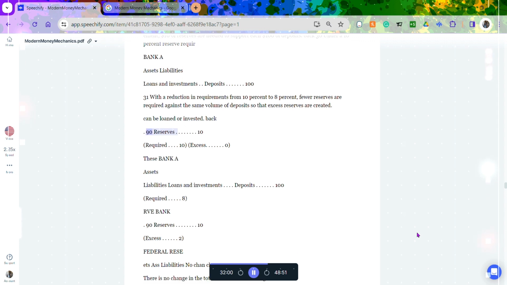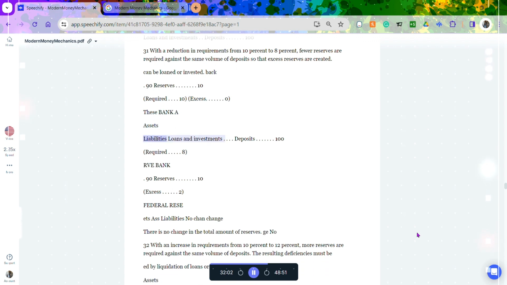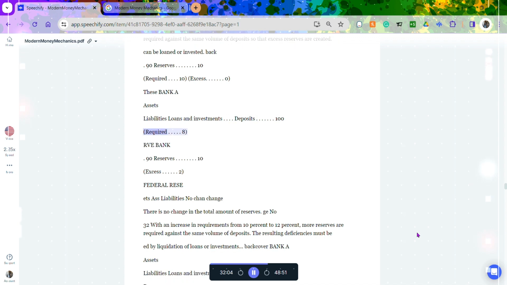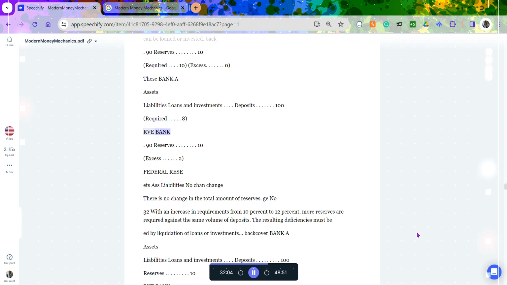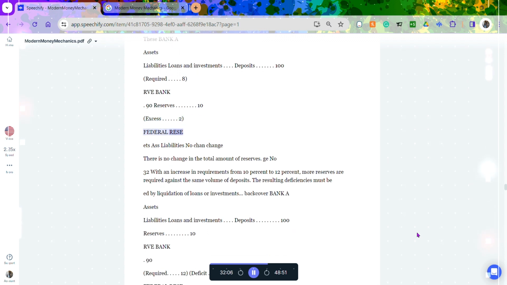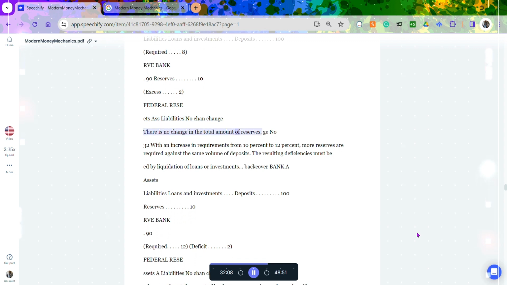Bank A. Assets: reserves 10, required 10, excess 0. Liabilities: loans and investments, deposits 100. After the change: required 8, reserves 10, excess 2. Federal Reserve assets and liabilities: no change. There is no change in the total amount of reserves.